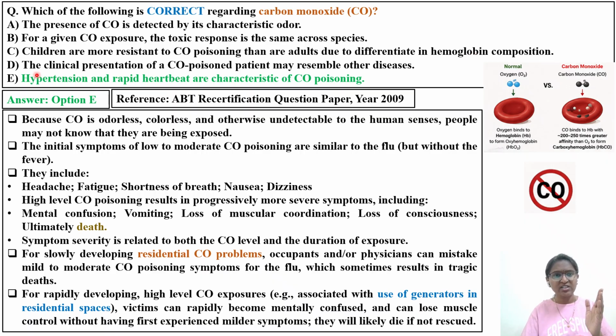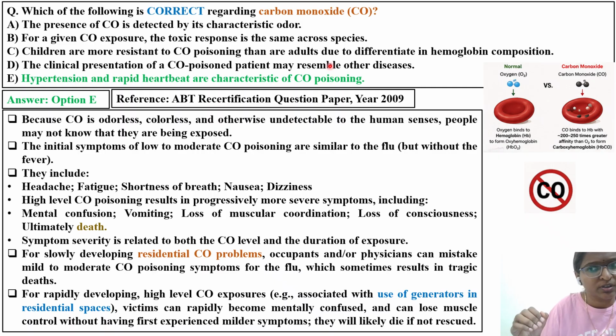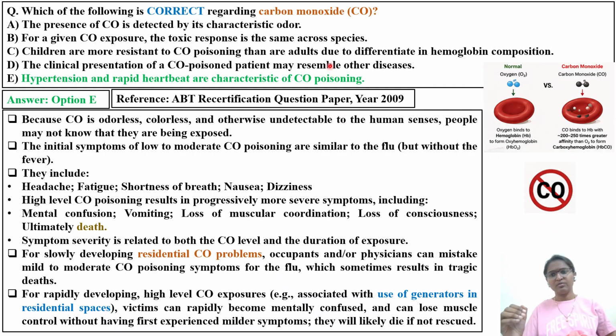Next one is option D, that is, clinical presentation of the carbon monoxide poisoned patient may resemble other diseases. Whenever a certain accident takes place and a person comes to an emergency department, the emergency department physician will not know what the particular gas or poison is to which this patient has been exposed. So identifying which poison it is at the immediate receiving of the patient at the emergency department is also very challenging. Okay, the clinical presentation of a carbon monoxide poisoned patient may resemble other diseases.